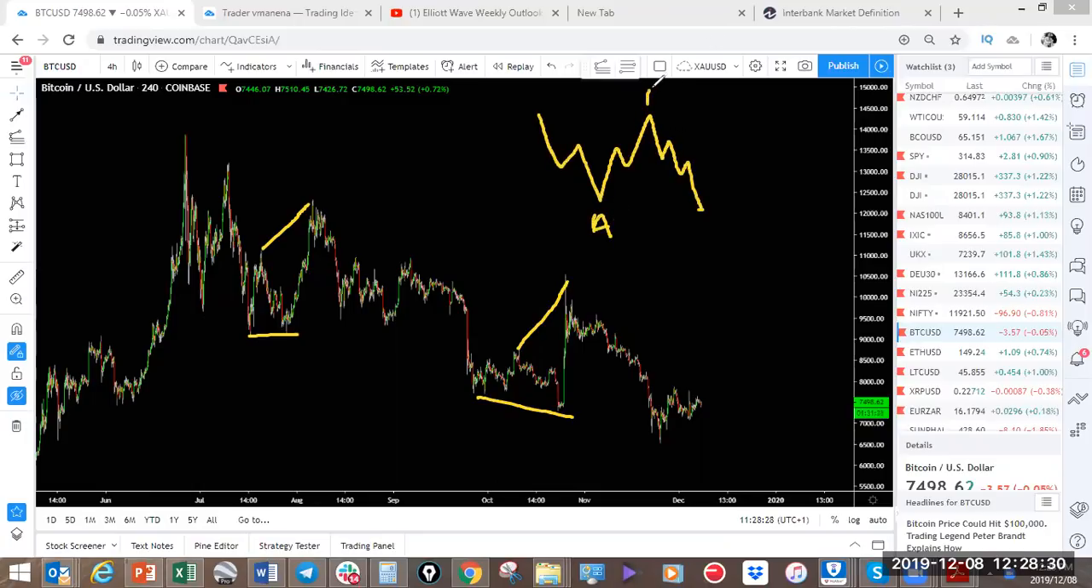That's what everybody knows. And what do people label the flat as? We all label it as ABC in the lower degree here, ABC in the lower degree, and ABC in the lower degree. Now, Elliott in his book never labeled this as ABC. He never labeled the A as ABC.